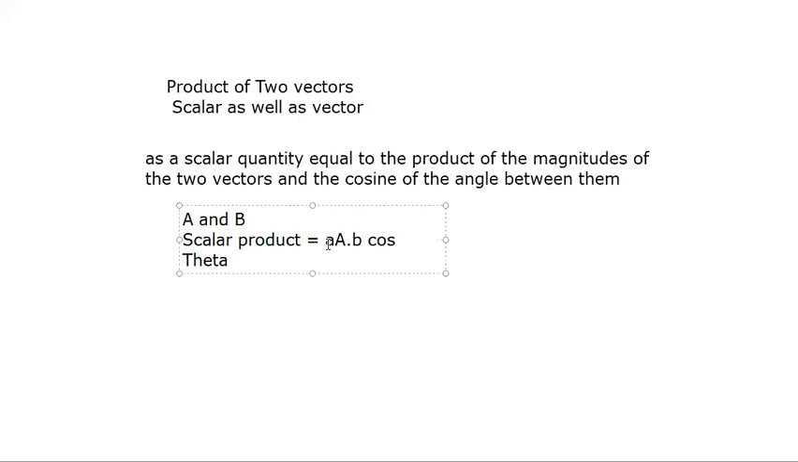Scalar product is very important. It is known as the dot product. A dot B means if you are dotting two vectors, then A dot B is equal to AB cos theta, where small a and small b are the magnitudes of the vectors capital A and capital B respectively, and theta is the angle between the two vectors capital A and capital B. Understood?